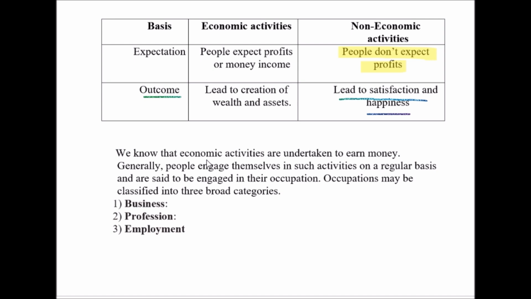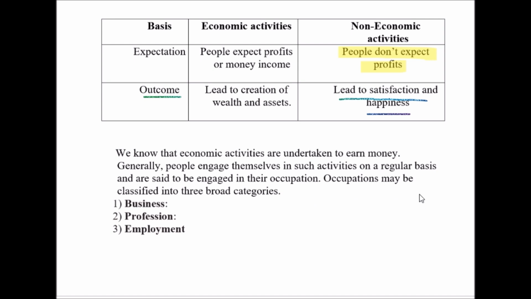Okay, so now if you can read this, we know that economic activities are undertaken to earn money. Generally, people engage themselves in such activities on regular basis and are said to be engaged in an occupation. So when you are doing some economic activity regularly, you will say that that is my occupation. For example, I have been teaching for so many years, so teaching is my occupation. Somebody is doing a business on regular basis, so their occupation is business. So people are normally engaged in these activities on regular basis.